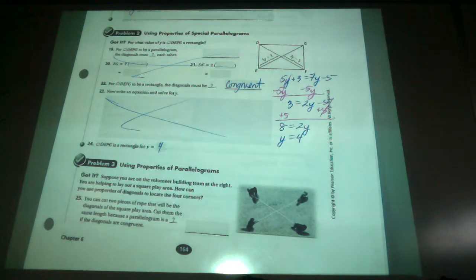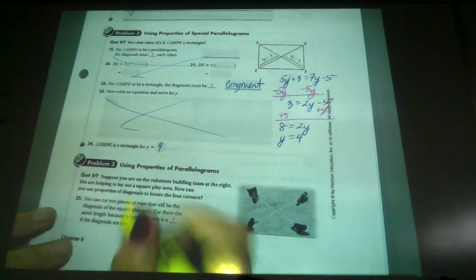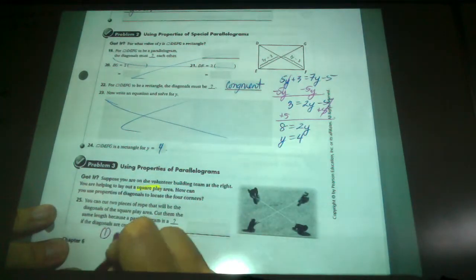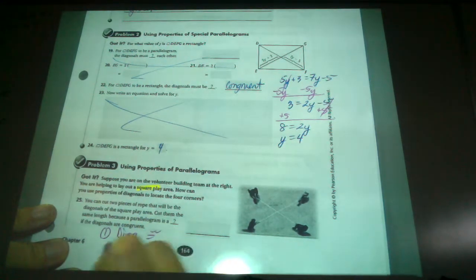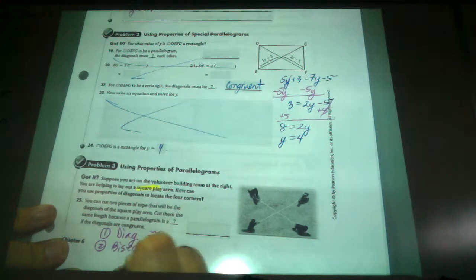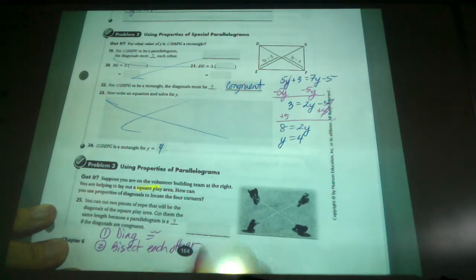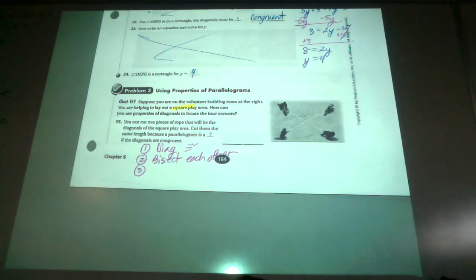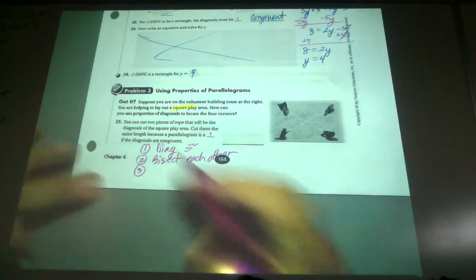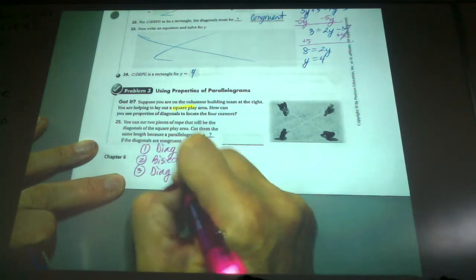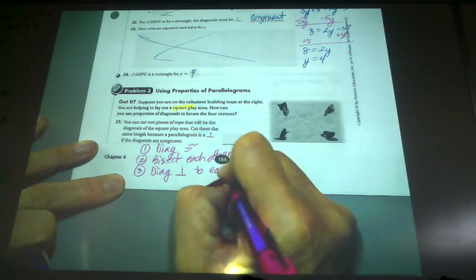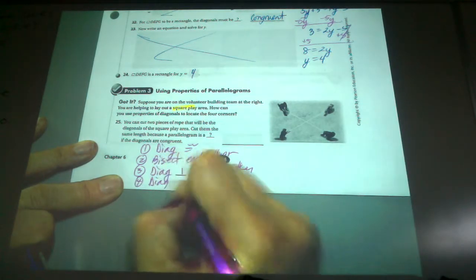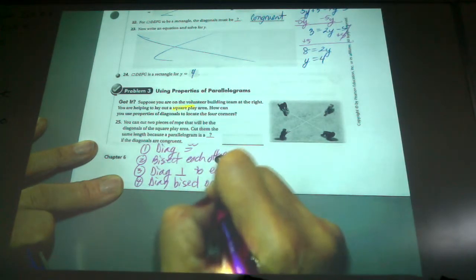What do you know about the diagonals in a square? So the diagonals in a square do what? They are congruent. They bisect each other. What else are they? Think rhombus. What else are they? Nope. They're perpendicular. Diagonals are perpendicular to each other. And then this probably isn't helpful, but don't the diagonals bisect opposite angles?